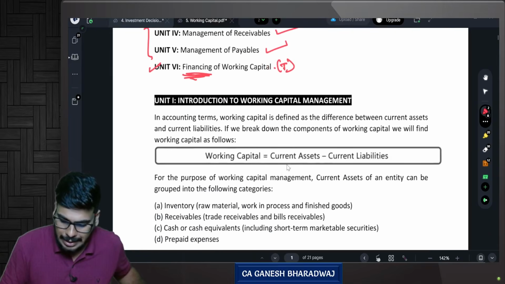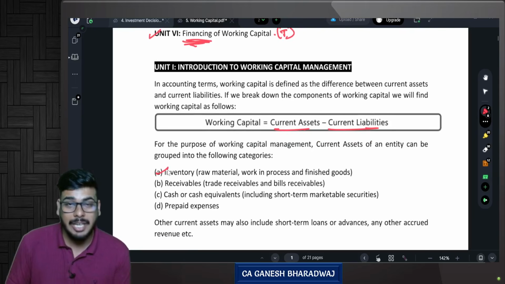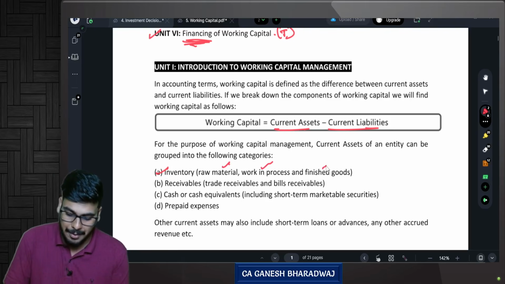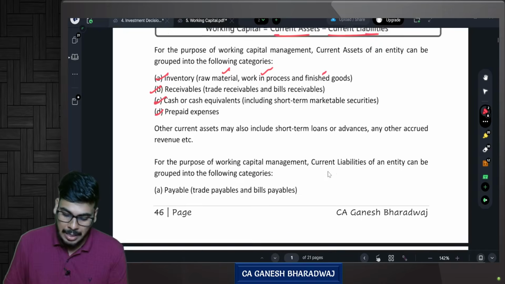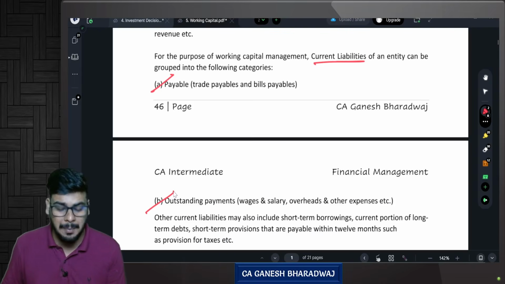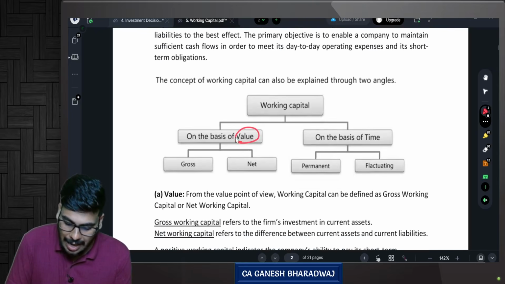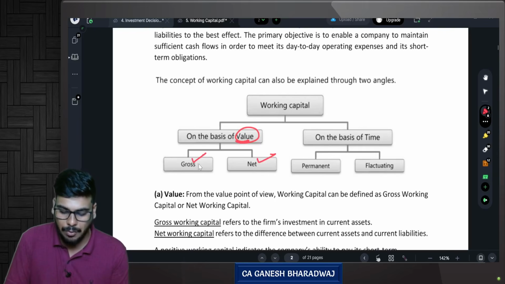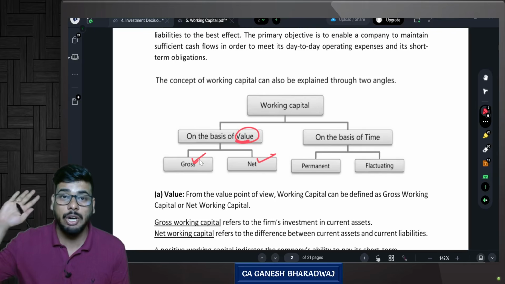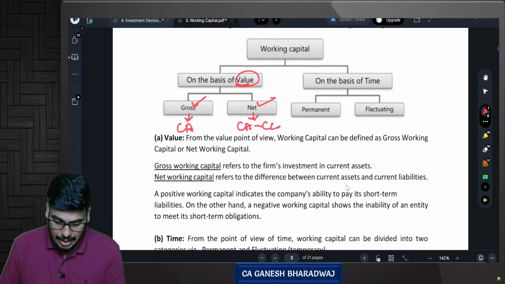So working capital is nothing but current assets minus current liabilities. Current assets include what? Inventory. Inventory includes your raw material, WIP, finished goods, then receivables, cash or cash equivalents, prepaid expenses, and all of that, right? And then your current liabilities will include payables and any kind of outstanding payment that you have. Okay, so now working capital management on the basis of value: gross working capital and net working capital. Gross working capital means what? Your current assets. Gross amount is current assets. Net working capital is current assets minus current liabilities. Are you clear with this?